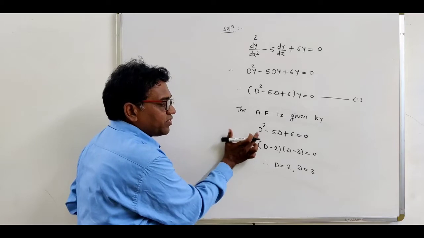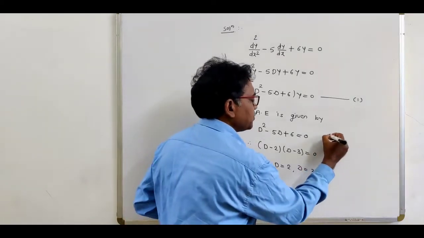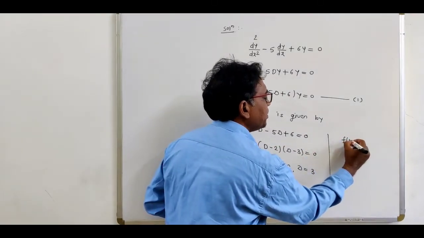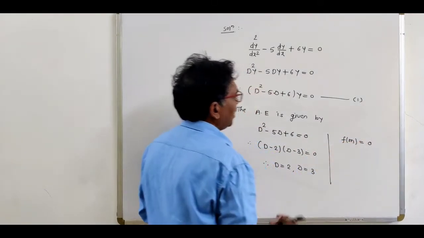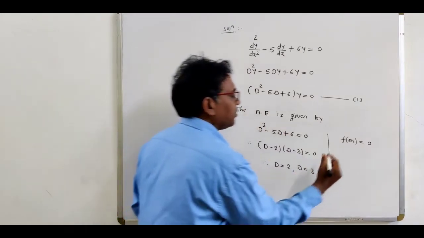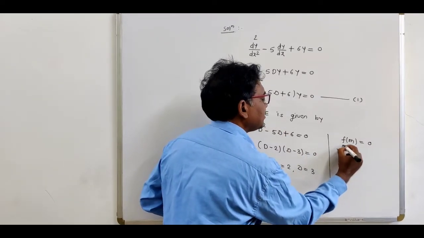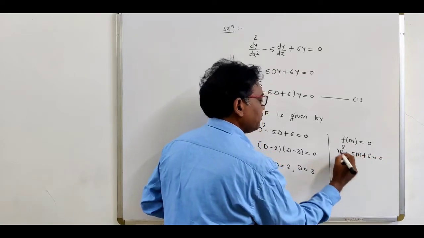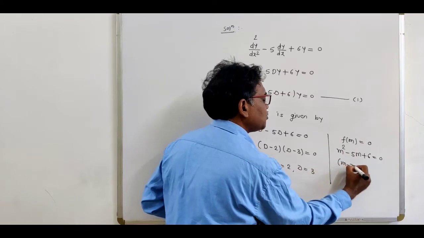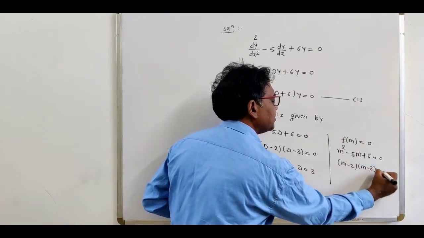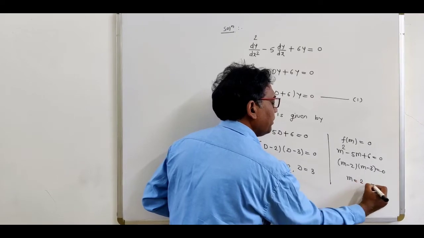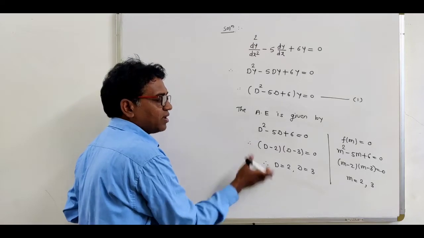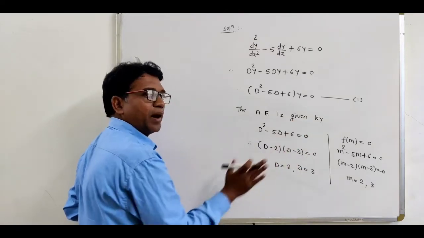Now instead of the notation D, we can also write M. The auxiliary equation is given by f(m) equal to 0, meaning just replace D by M. So we can write M square minus 5M plus 6 equal to 0. We can easily find the value of M: M minus 2 and M minus 3 are the factors, equal to 0. So M is 2 or 3. Either we use the notation D, or we can use M instead.